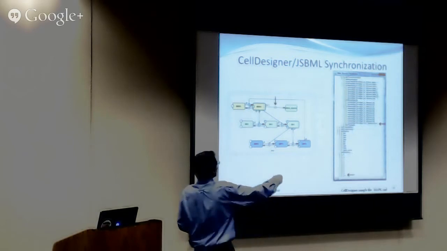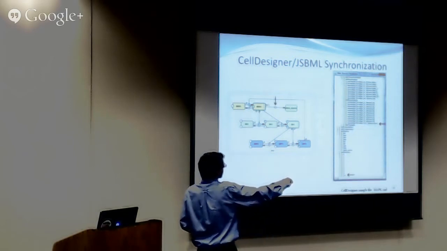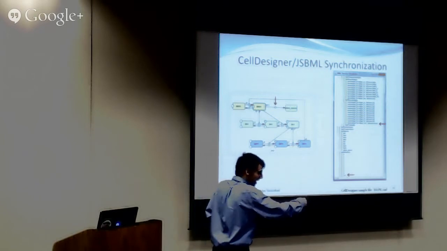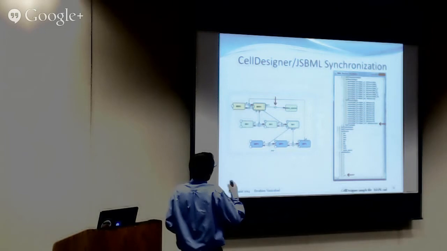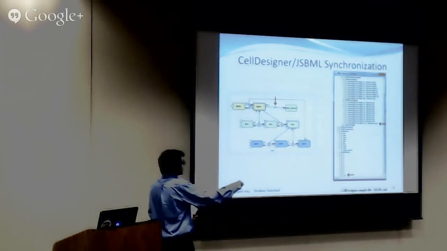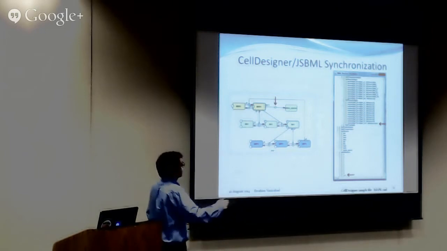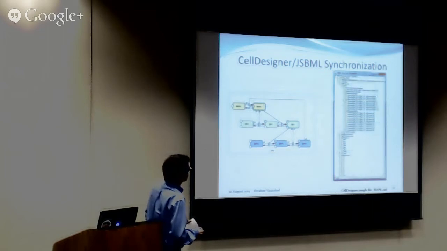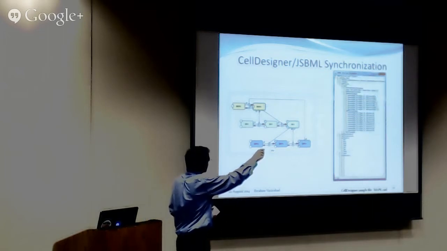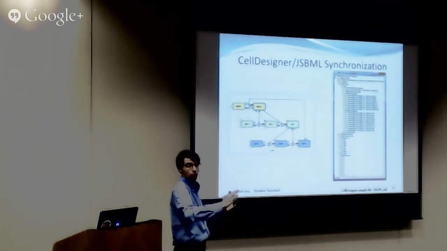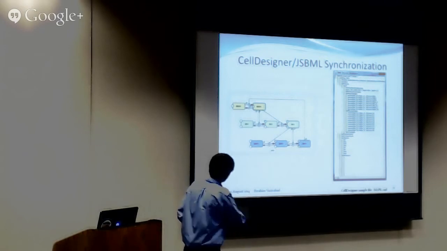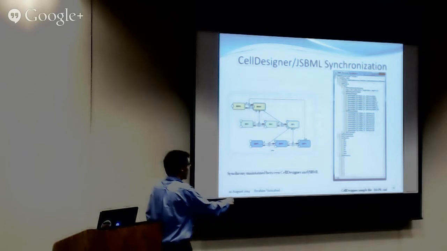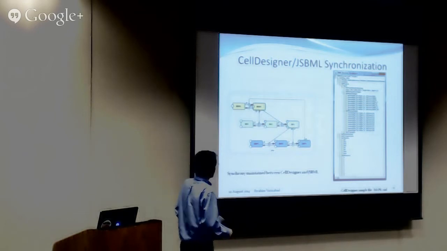Once again, the reaction glyph information and reaction information in the core was synchronized. But let's see what happens when someone deletes a reaction. And once again, the JSBML model looks just as it did before, without any additions or deletions, which is evidence that the synchrony is being maintained entirely between CellDesigner and JSBML.